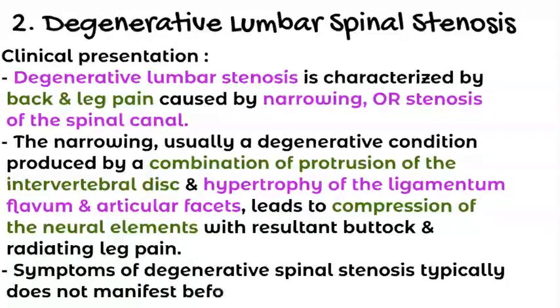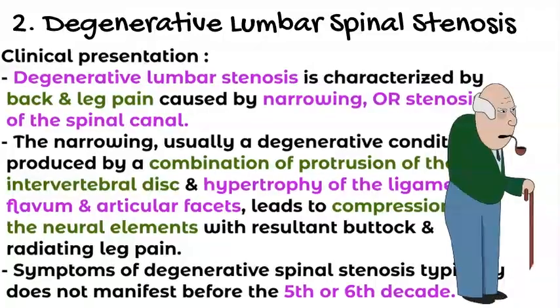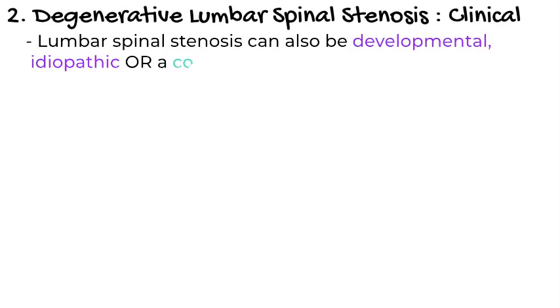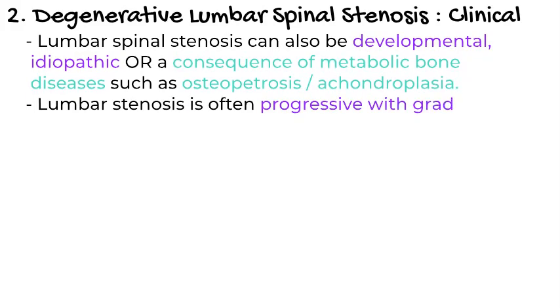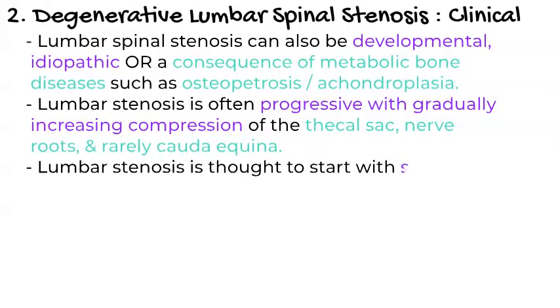Symptoms of degenerative spinal stenosis typically do not manifest before the 5th or 6th decade. Lumbar spinal stenosis can also be developmental, idiopathic, or a consequence of metabolic bone diseases such as osteopetrosis or achondroplasia. Lumbar stenosis is often progressive with gradually increasing compression of the thecal sac, nerve roots, and rarely cauda equina.